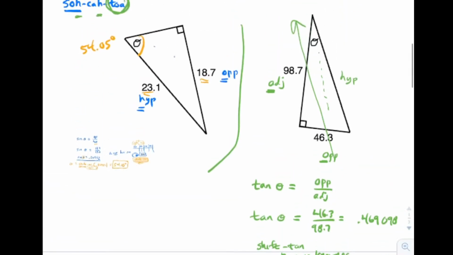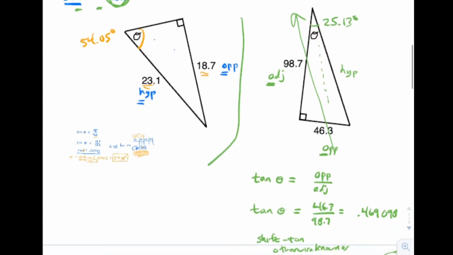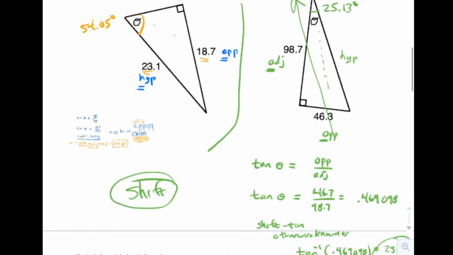Make sure that looks more or less okay. That looks more or less okay. 25.13 degrees. Cool. So now you know how to solve for angles. It involves the all-important shift with your trig functions. If you're trying to find the theta, you're going to need to use your shift. Shift to find the theta.